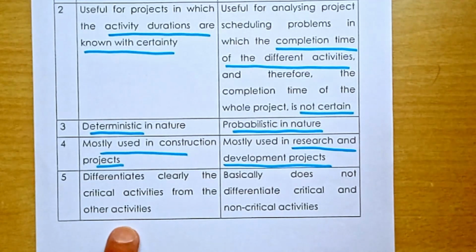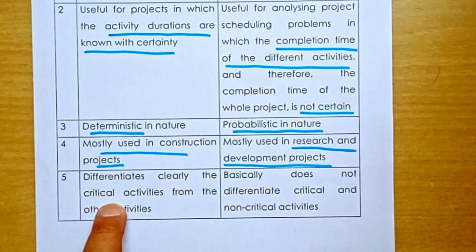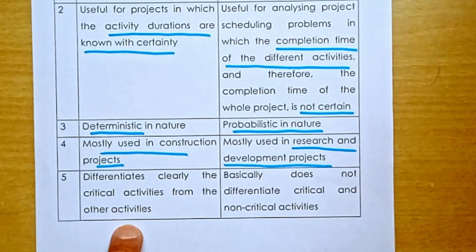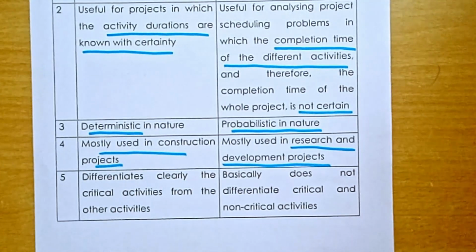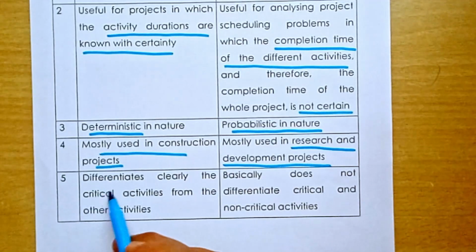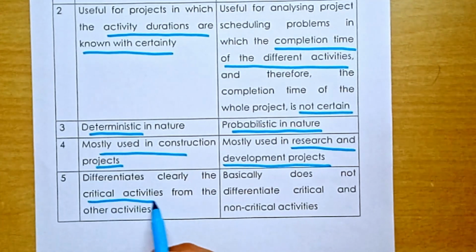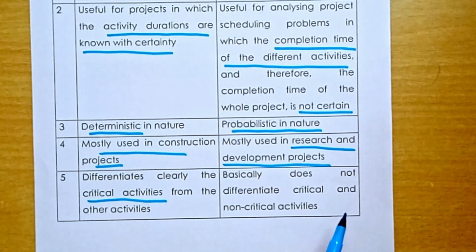The name itself says critical path method, and that is why you understand that in this technique, critical activities are differentiated from non-critical activities. Here you know exactly which are your critical activities. But in PERT, there are no non-critical or critical activities.